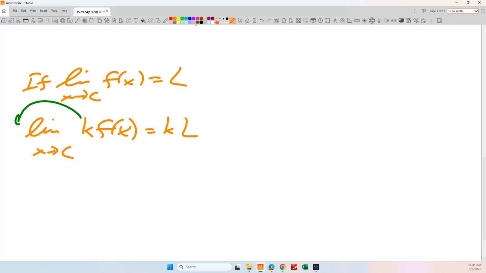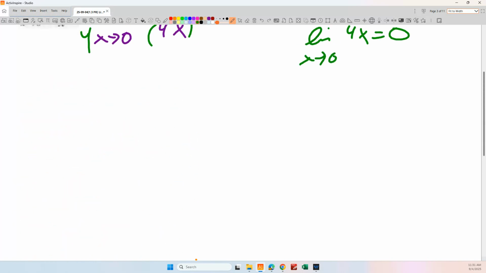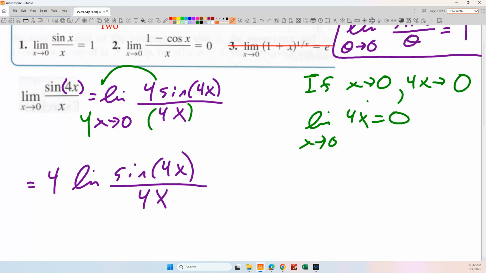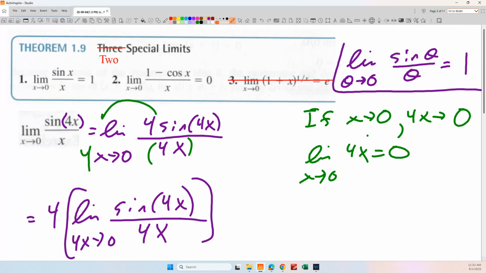Wouldn't it just be 4 times 0 on the other one? Well, that 4 is going to go out there, and so we end up with it equals 4 times the limit of sine 4x over 4x as 4x goes to 0. And what is that limit equal to? That's equal to 1, isn't it? Because that's our special trig limit, right? So we just get 4 times 1, which is 4. Okay. Make sense?